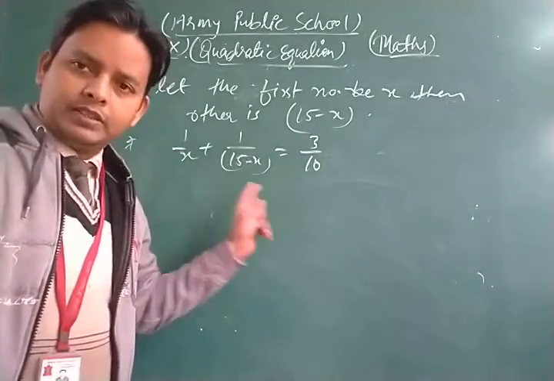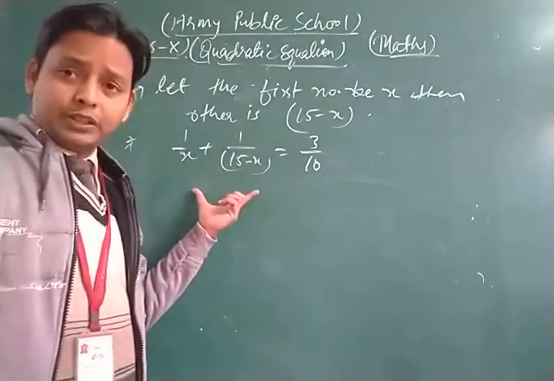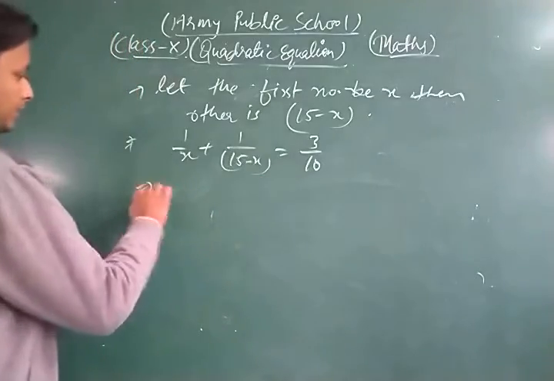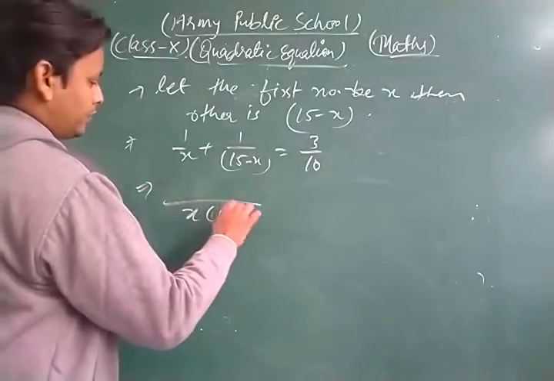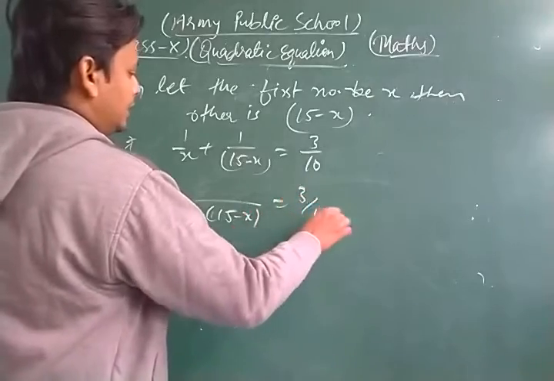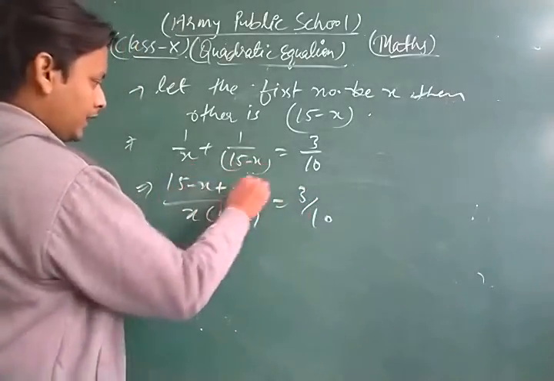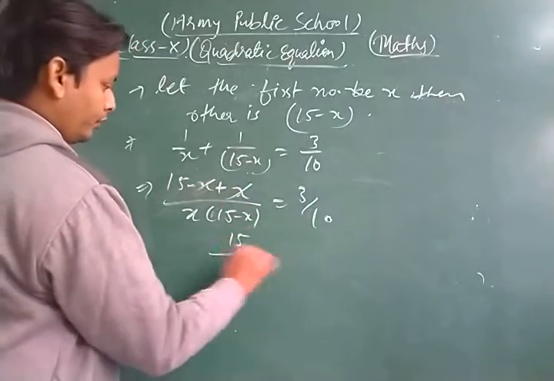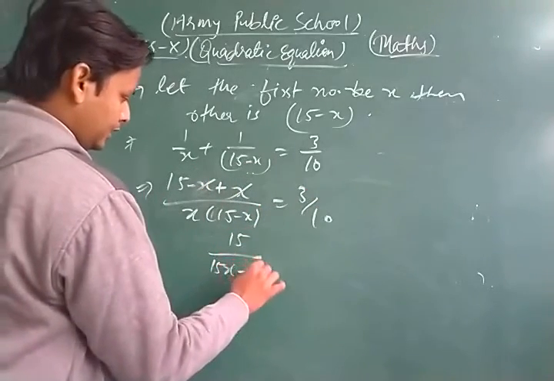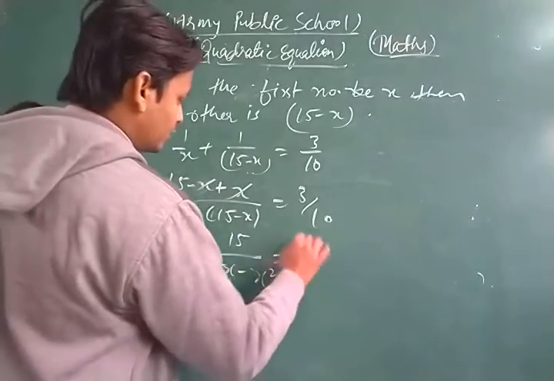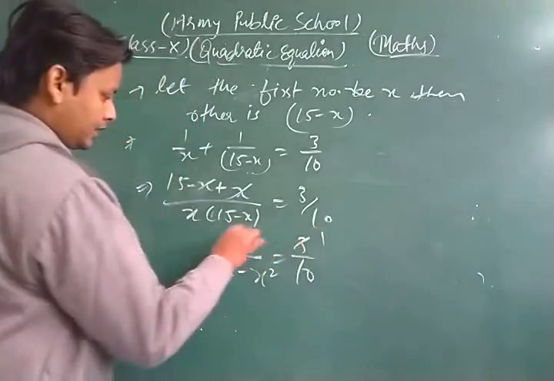Now we simplify in this way. This is the form of a quadratic equation. We simplify by taking the LCM. So 15 minus x plus x, the x cancels out, so we get 15 upon 15x minus x square is equal to 3 by 10.